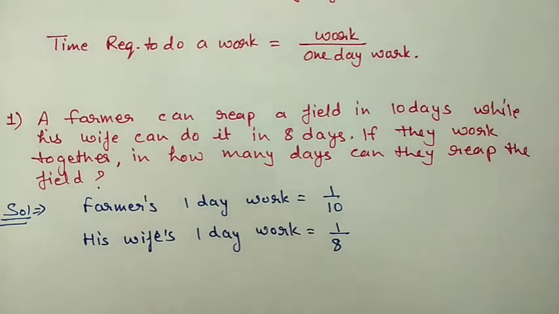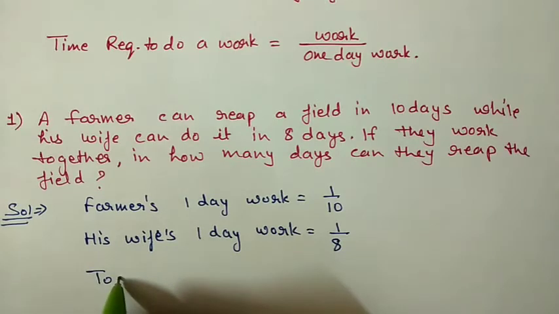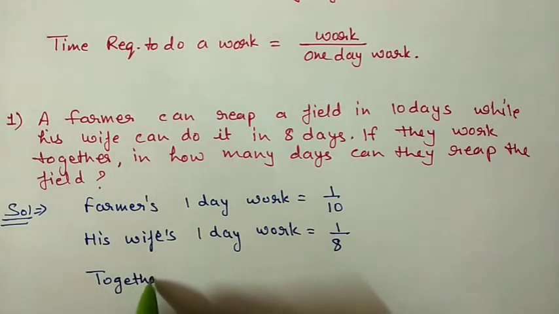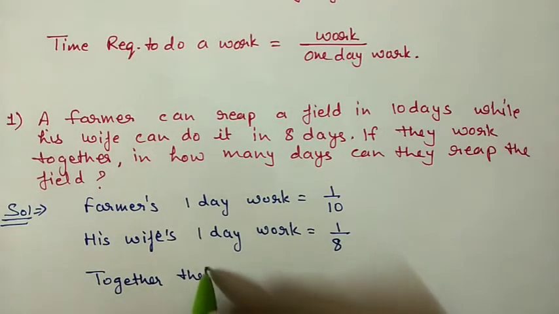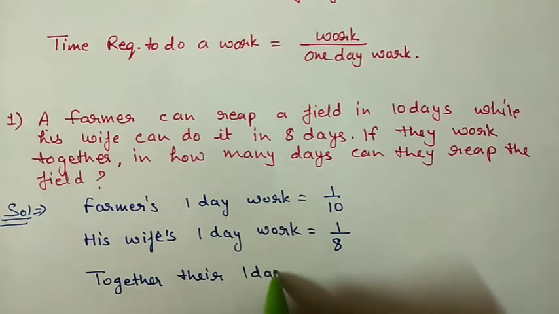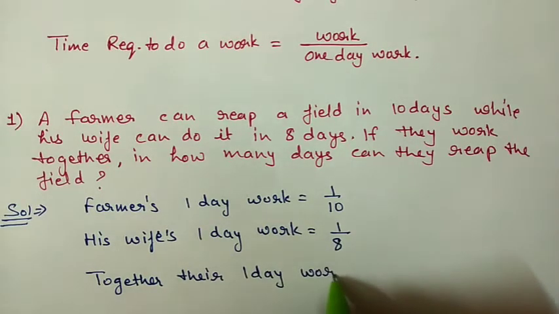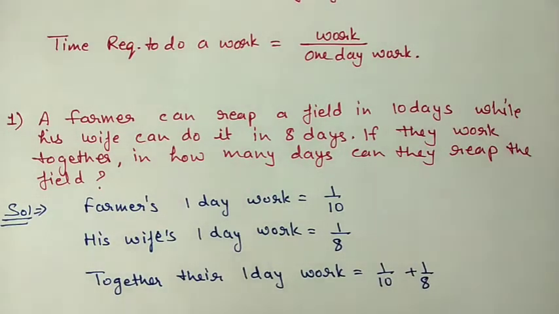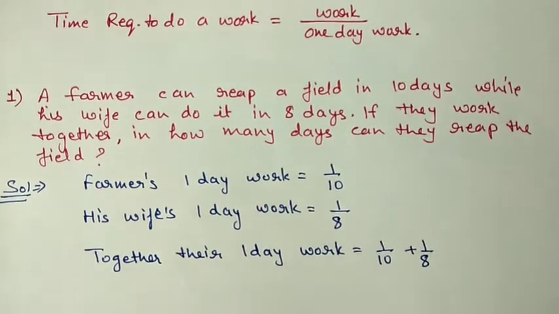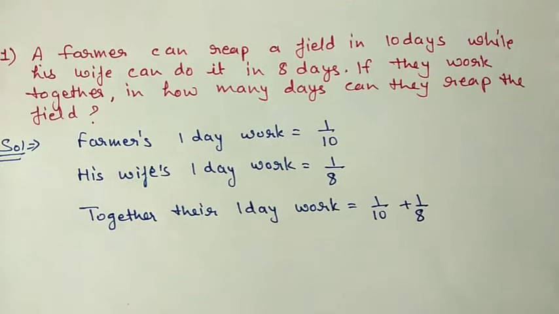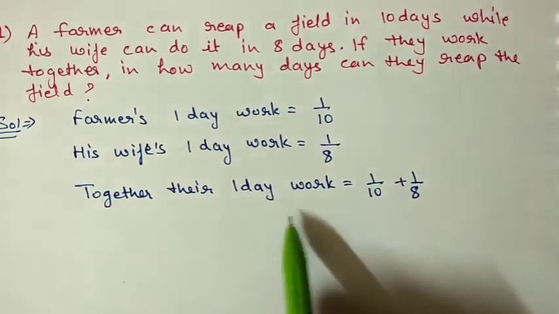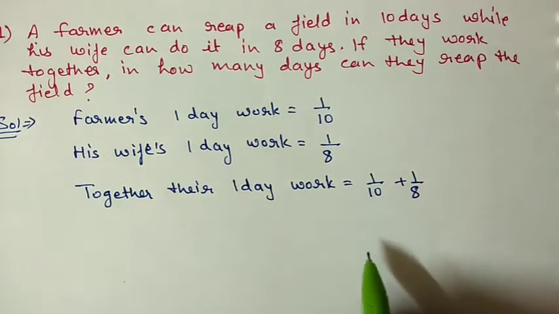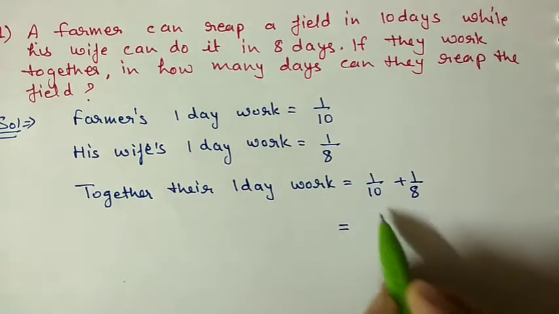And when they work together their 1 day work will be 1 by 10 plus 1 by 8. Directly we will not calculate. We have to calculate first 1 day work, their 1 day efficiency, and then we will take the reciprocal of it. So together their 1 day work will be 1 by 10 plus 1 by 8. You have to take here LCM.